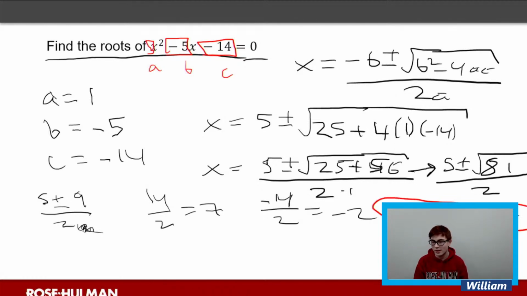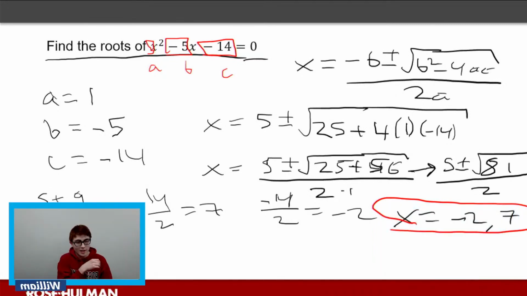And what this means is that for this function, x squared minus 5x minus 14, if you put it on a graph, the places where it's going to cross the x-axis, so where the y-coordinate is going to be 0, are at the points x equals negative 2 and x equals 7.